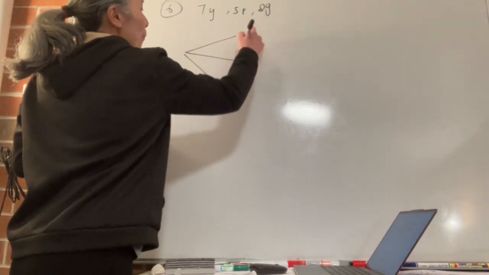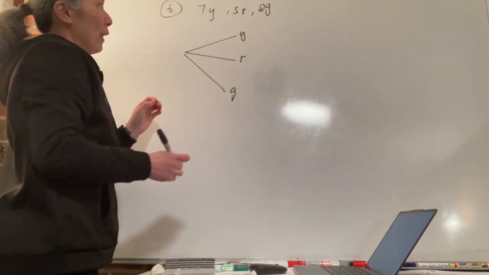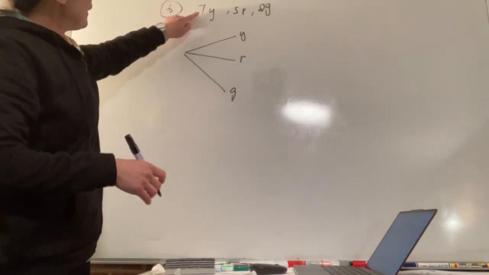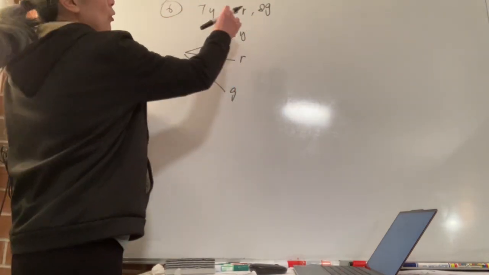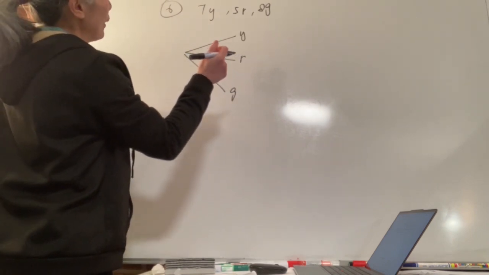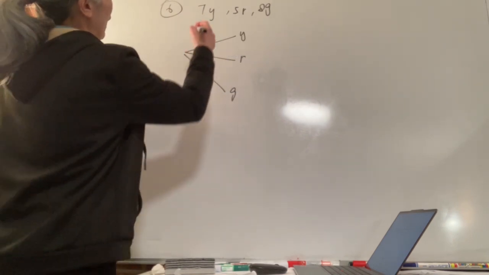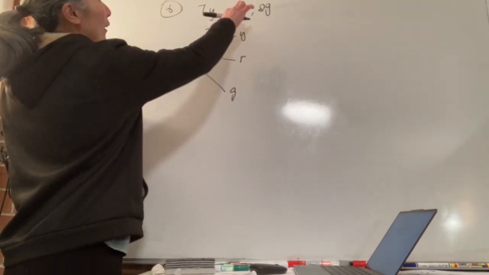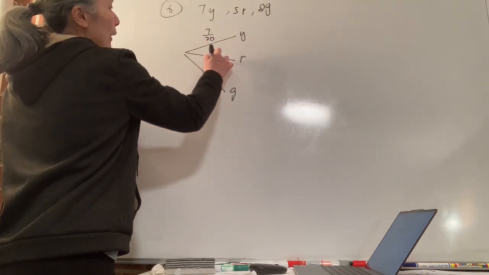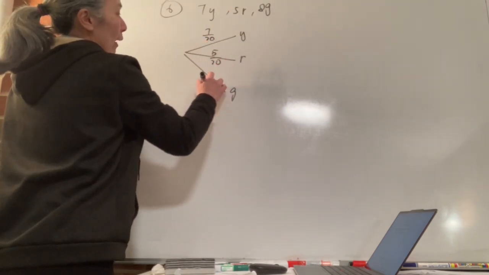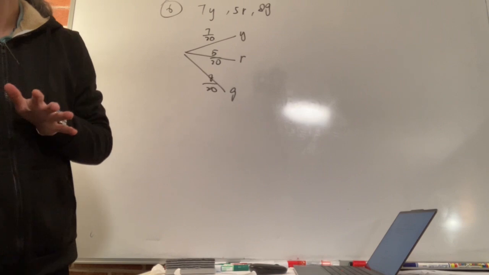I can have yellow, I can have red, I can have green. The chance of getting yellow is 7 out of the total. The total in here is, what is that? 20? Is that 20? Yeah. Okay. And getting red is 5 out of 20. Getting green is 8 out of 20. All good so far? Right.